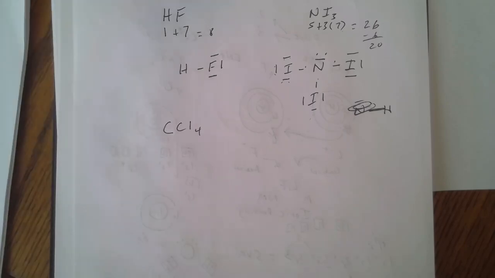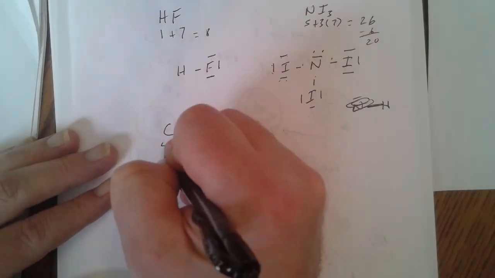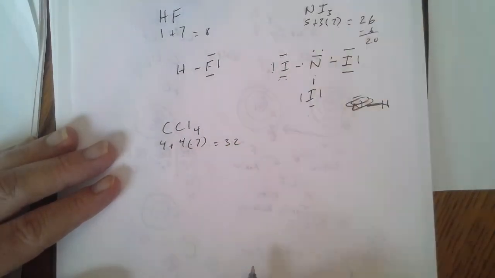Carbon is in group 4A. Chlorine is in group 7A. Four plus 4 times 7. That's 28 plus 4 equals 32.